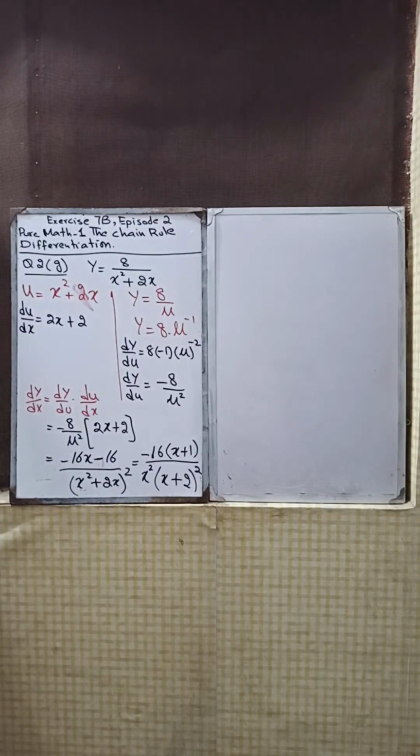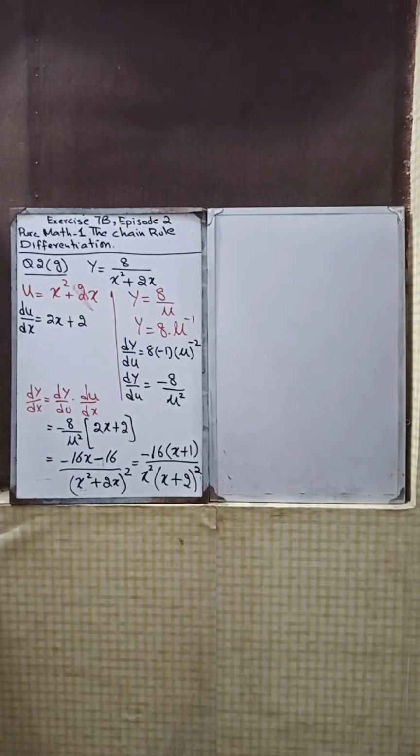So this is how you do question number 2, the G part. I hope you understand. We are using the chain rule to differentiate here. We are practicing this, we are learning this. This is pure mathematics 1, and we are doing the solution of the course book.